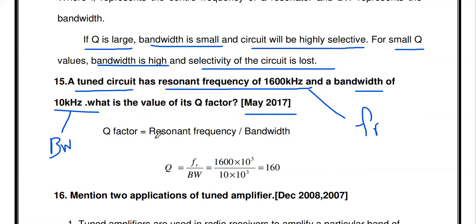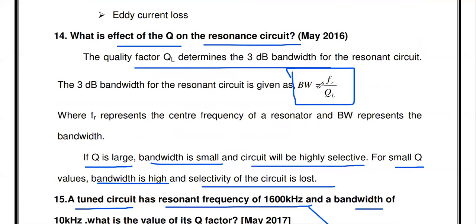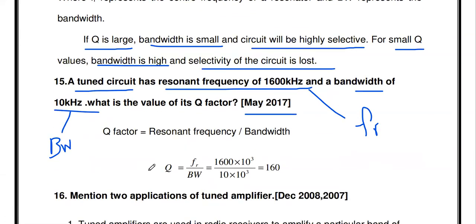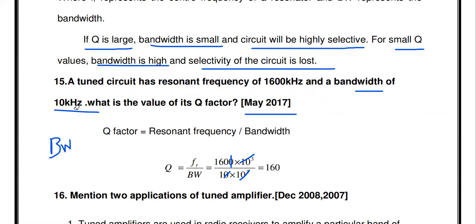The quality factor is nothing but resonant frequency divided by bandwidth. So Q equal to FR by bandwidth. You substitute the values: FR is 1600 kilo, bandwidth is 10 kilo. So 10 to the power 3 cancels with 10 to the power 3, then the 10 cancels, and we get the answer 160. So the quality factor is a number. Here the quality factor is 160. So it's a very important Anna University 2-mark problem.